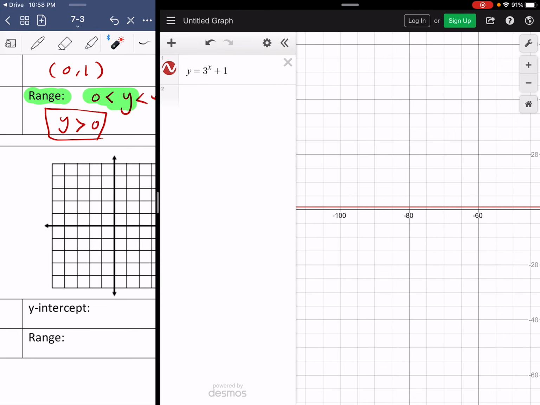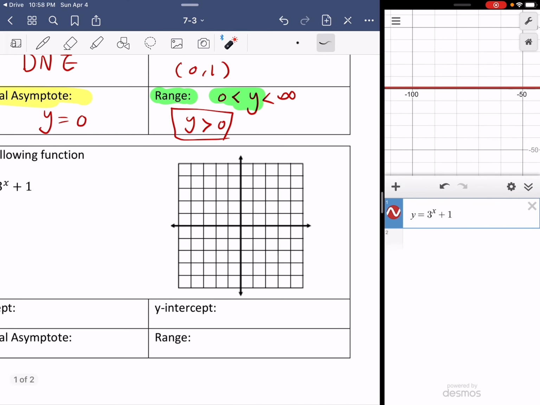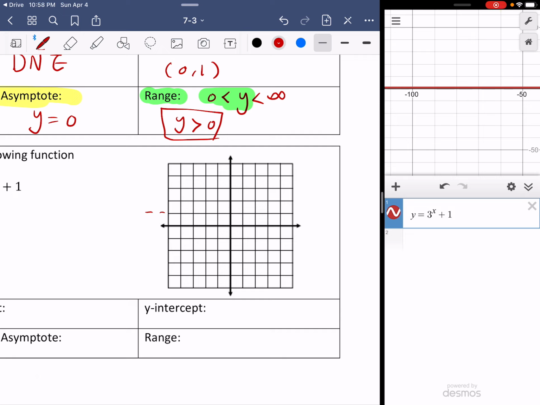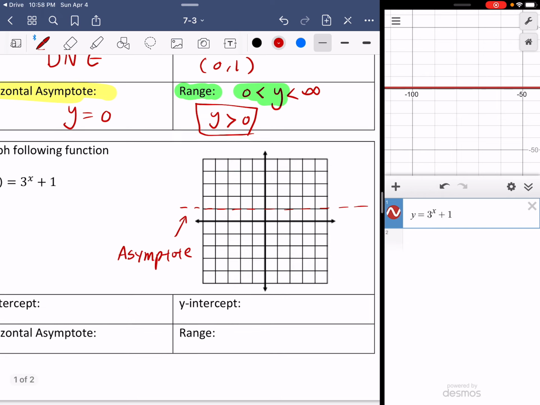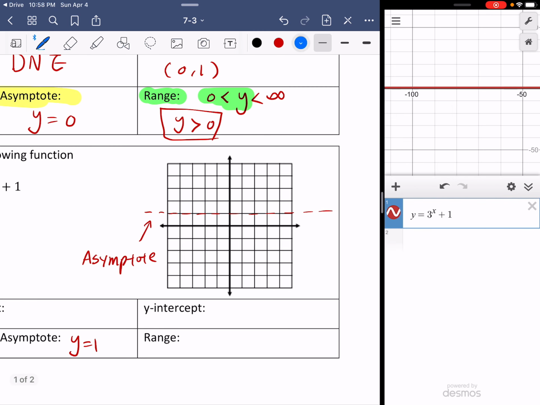Do you see this? Look at the y value. The x value changes, but the y value stays 1. That's going to be our asymptote. So this line, that's going to be our asymptote, which is y equals 1, and then the graph continues like that, right?